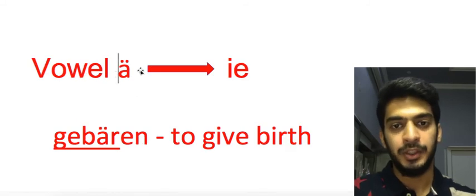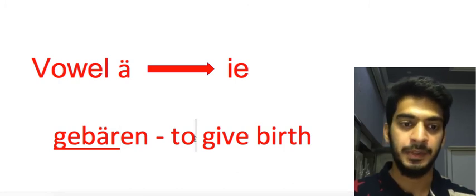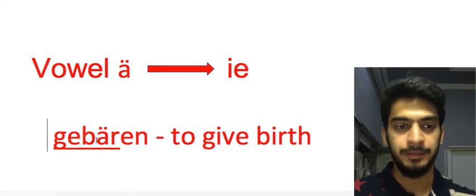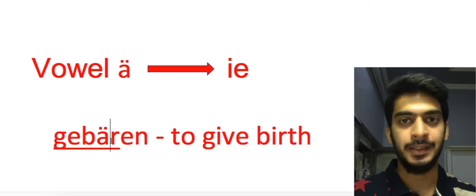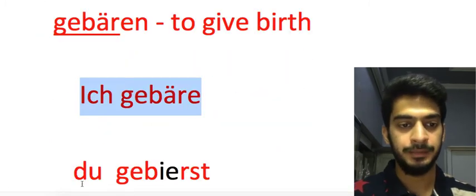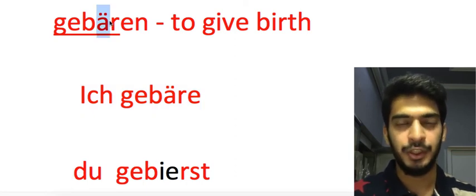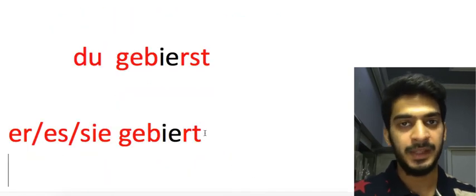Vowel a with umlaut changes to ie. Example, gebären means to give birth. Discard en, we get the verb stem gebär. A with umlaut is the vowel of the verb stem which gets changed into ie. Ich gebäre, du gebierst. A with umlaut changes to ie. We get du gebierst. The same thing happens with er, sie, es.